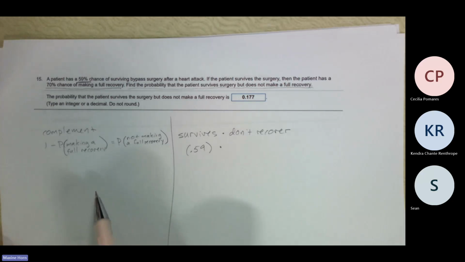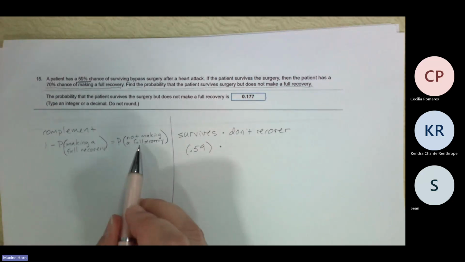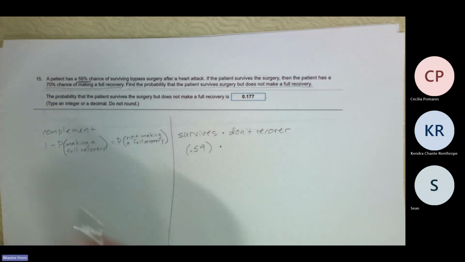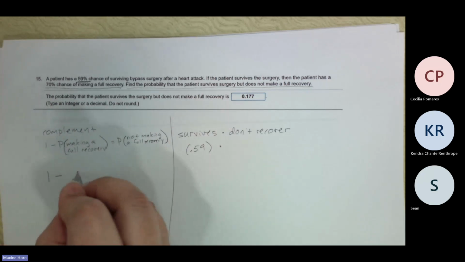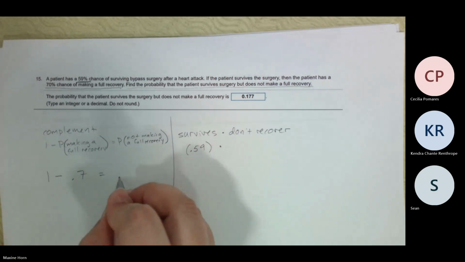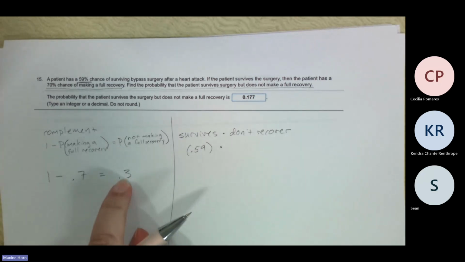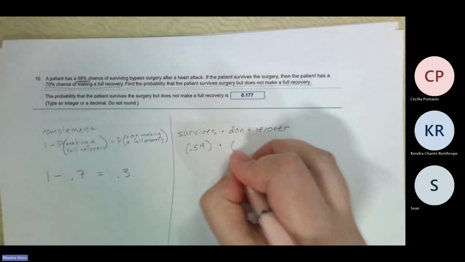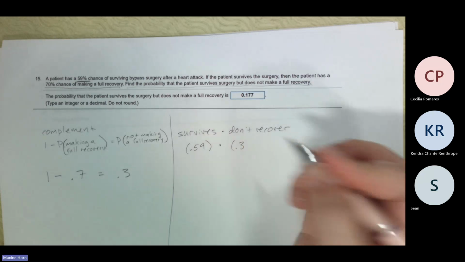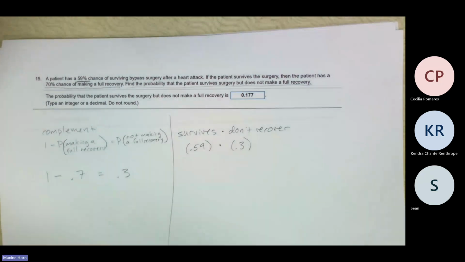All right, so we need to find the probability of not making a full recovery. So we're going to do 1 minus the probability of making a full recovery. Probability of not making a full recovery is 0.3. That's what we're putting here. 0.3, or you could say 0.30. That's what we're putting there. That's what we are going to need to multiply.